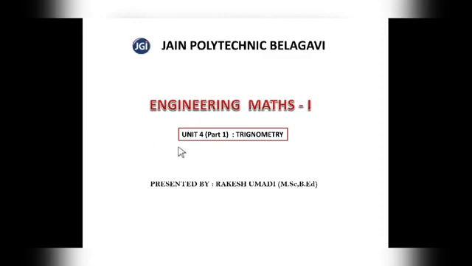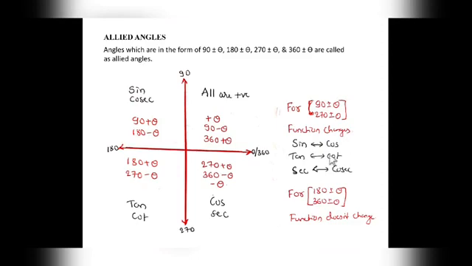In this video, I'll be covering Unit 4, that is Trigonometry in Engineering Mathematics 1. In trigonometry, I'll be covering a topic, allied angles. Now, what are allied angles? Angles which are in the form of 90 plus or minus theta, 180 plus or minus theta, 270 plus or minus theta, and 360 plus or minus theta are called allied angles.